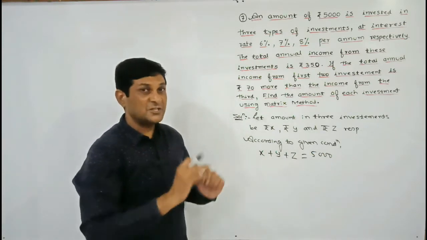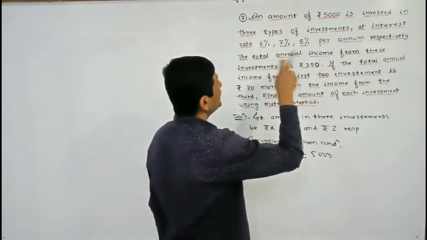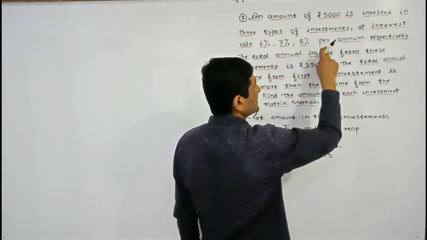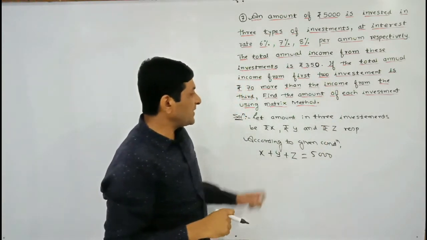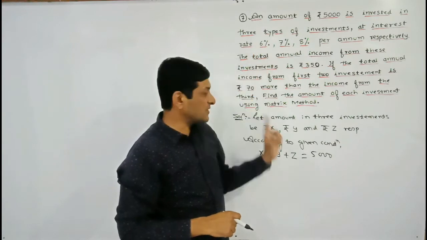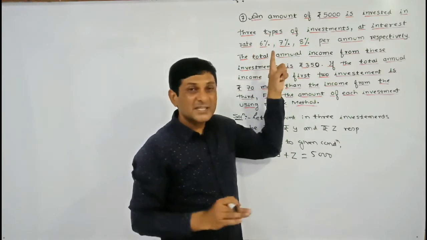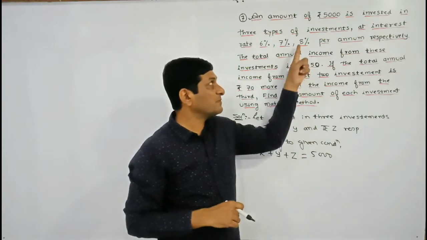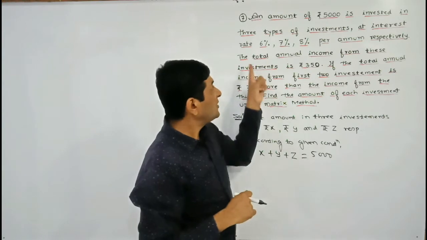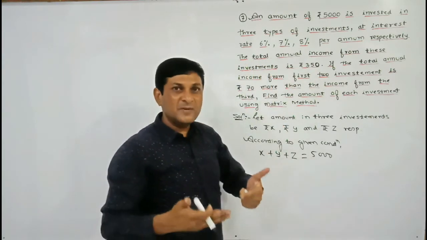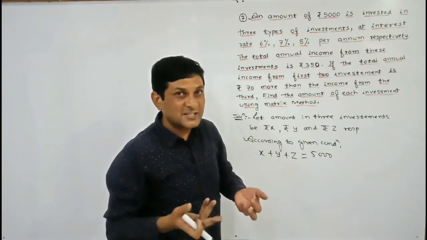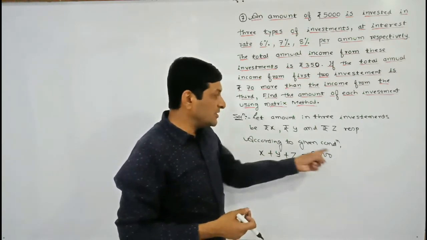Now observe the second condition very carefully. At the interest rate of 6%, 7%, 8% per annum, means the rate of interest on the first investment is 6%, on the second investment is 7%, and on the third investment it's 8% per annum. Now what is the given condition? Total annual income. So annual income we are getting in the form of what? Interest. Whatever interest we are getting, that is nothing but our annual income on this investment.